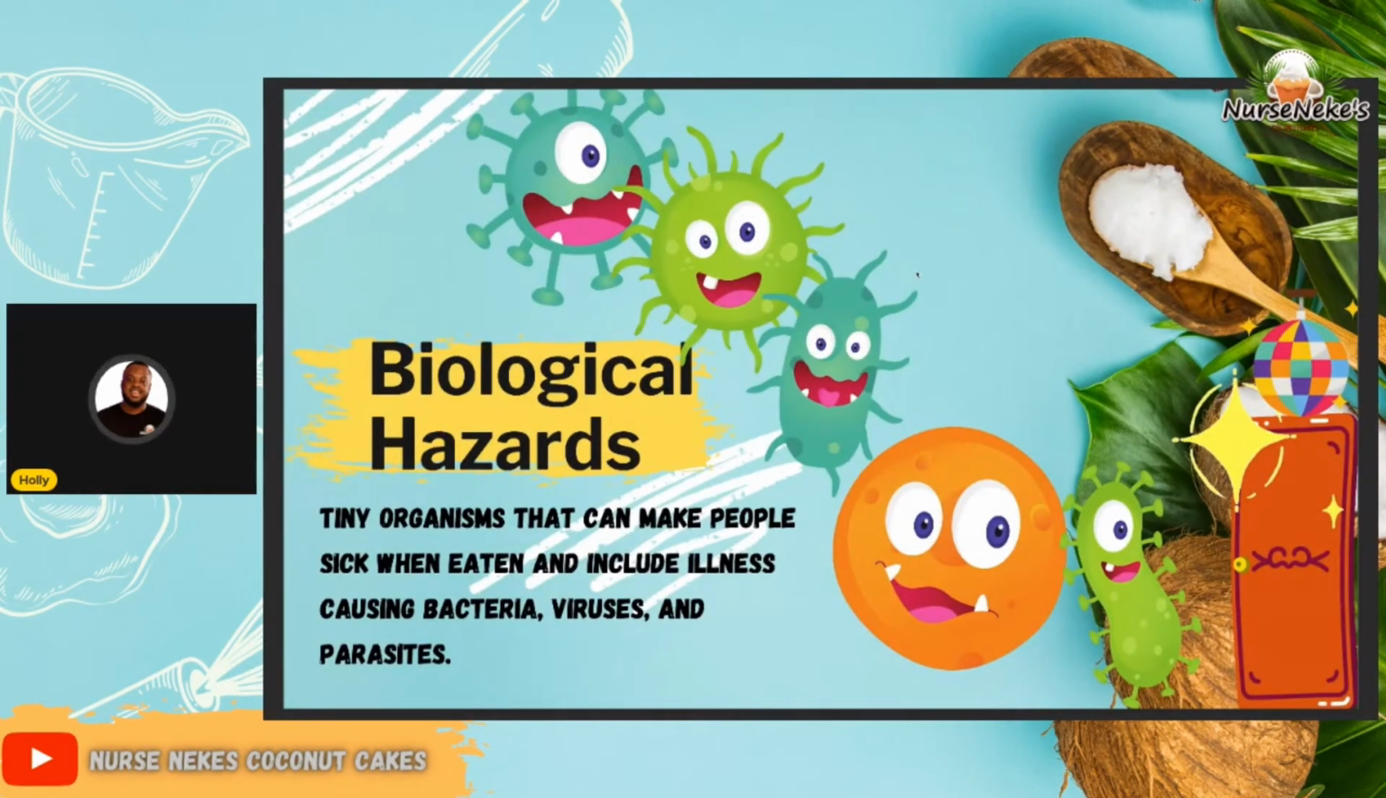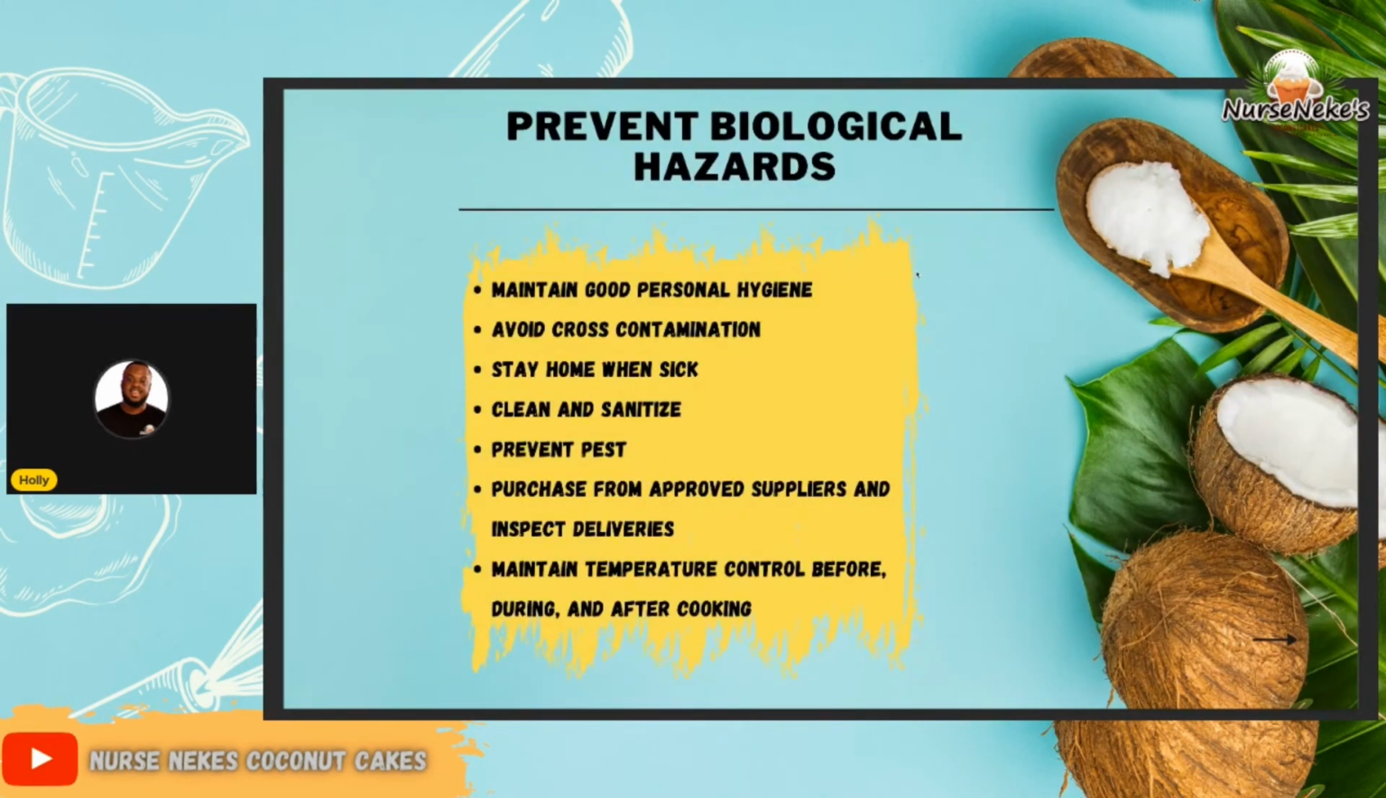Biological hazards. Biological hazards are tiny organisms that can make people sick when eaten and include illness causing bacteria, virus, and parasites. To prevent biological hazards, you want to maintain good personal hygiene, avoid cross-contamination, stay home when sick. Okay, nobody needs you coming to work when you're sick. Clean and sanitize. Prevent pests. Purchase from approved suppliers and inspect deliveries. Maintain temperature control before, during, and after cooking.